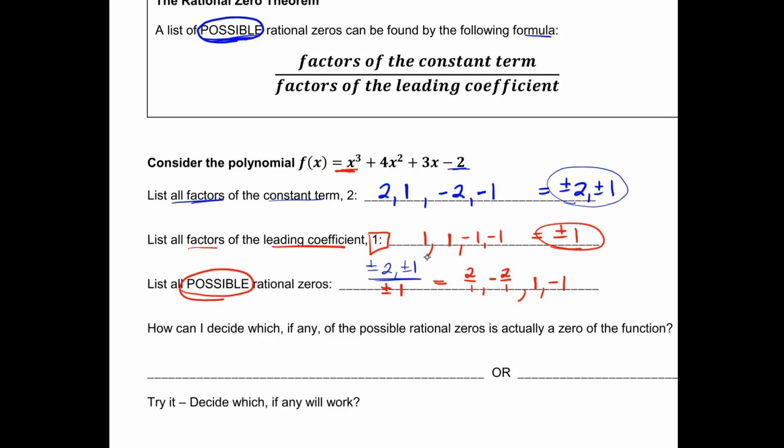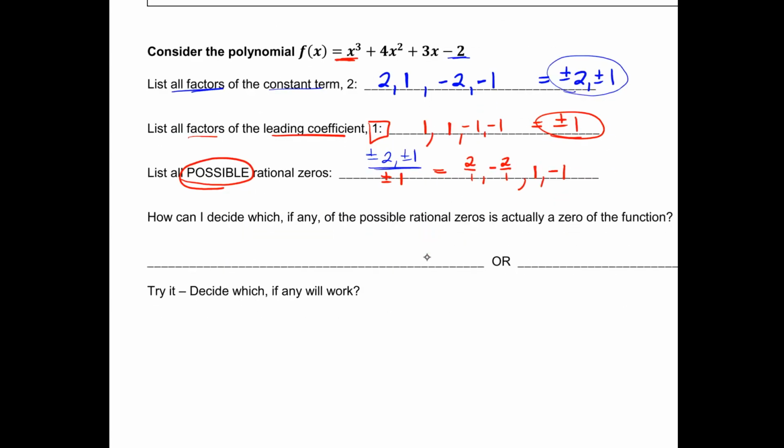Now, these are the possible zeros: 2, negative 2, 1, or negative 1. How can I decide which, if any, are actual zeros of the function? Because notice it said possible. If you get a remainder, right? So we could use synthetic division.